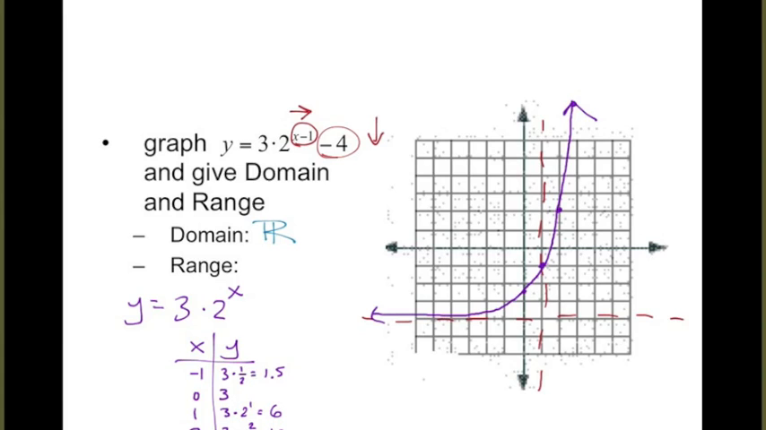So range is a y value, so we use our y variable. Is it above or below a value? Above, because it's above that line. And what line is it above? -4. So our range is determined by that asymptote. It's not going to be equal to, okay? It's just going to be a greater than or less than because it can't actually touch the asymptote. It just gets really, really close to it. Okay.